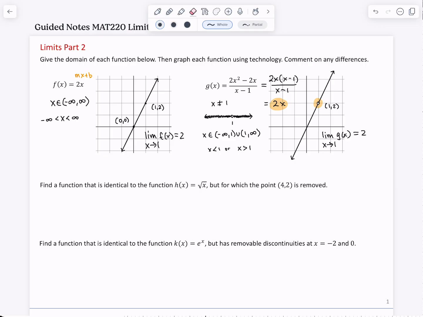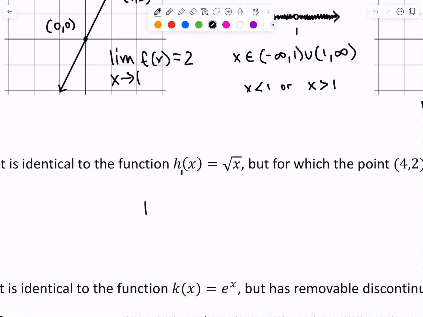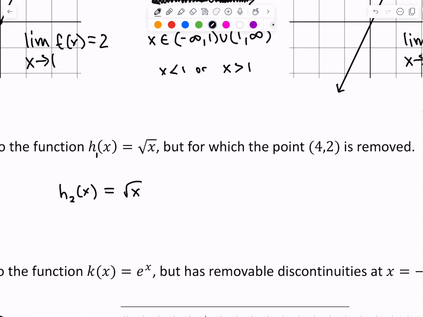Continuing on, find a function that is identical to the function h of x equals square root of x, but for which the point (4, 2) is removed. Well, let's call this h sub 1 of x equals square root of x because I'm about to create a new function h sub 2 of x which has the point removed. We begin by writing the rule square root of x, and I focus on the x-coordinate 4 of this point (4, 2).